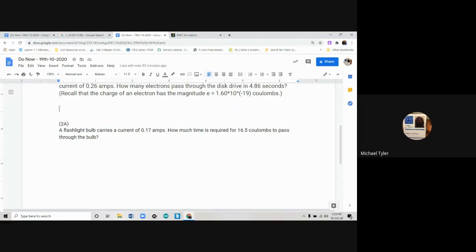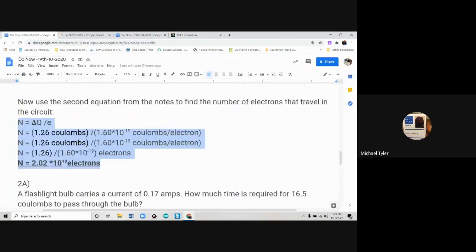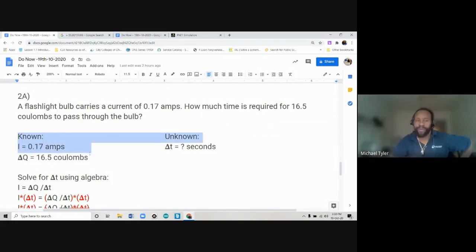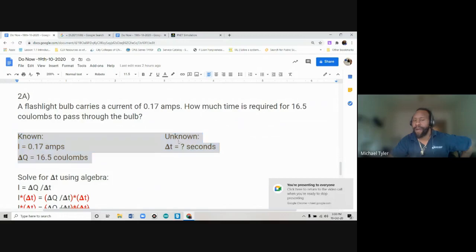All right, so what about question 2, right? Well, here's the notes for it. A flashlight bulb carries a current of 0.17 amps or amperes. How much time, hint, that's your unknown, is required for 16.5 coulombs to pass through the bulb? All right, so how do we do this problem? Well, let's start with the known and unknowns, right? Now, the problem, I just read it. I want you to edit the same way I did.